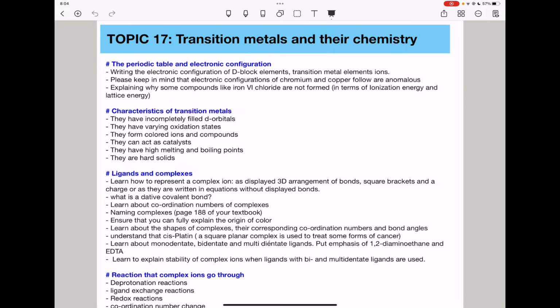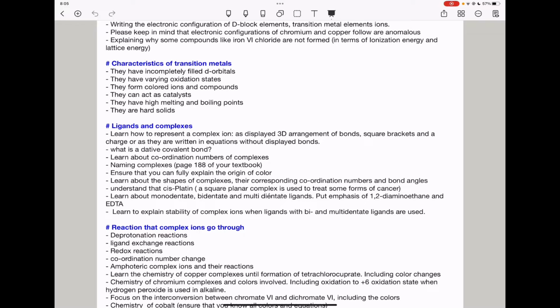Next, they could ask about characteristics of transition metals. Remember that transition metals have incompletely filled d orbitals. They have varying oxidation states. They form colored ions and compounds. They can act as catalysts. They have high melting and boiling points, and they are hard solids. Most questions that come in Unit 5 from Topic 17 as well as Unit 6 are going to be about ligands and complexes.